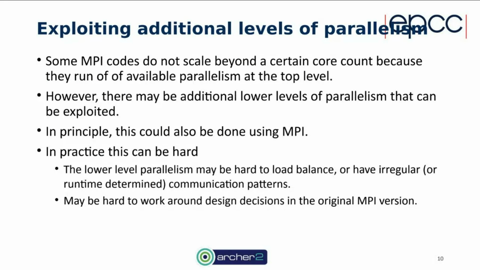So memory usage is an important motivator for hybrid code, but there are also potential performance gains to be had. It turns out that some MPI codes don't scale beyond a certain core count because essentially they run out of available parallelism at the top level, or at the level at which the MPI application is actually exploiting parallelism. But there might be some additional lower levels of parallelism that can be exploited.